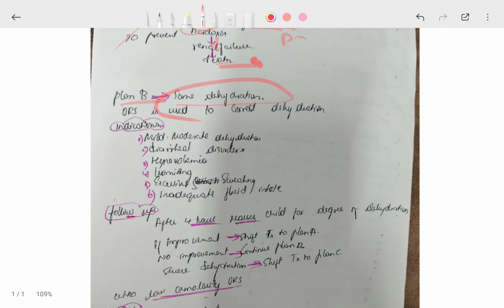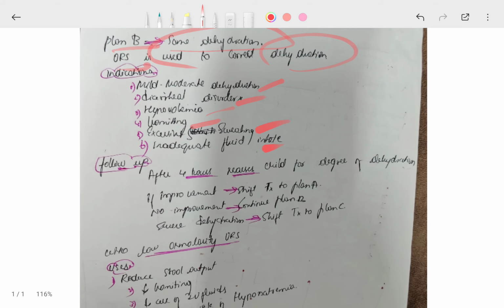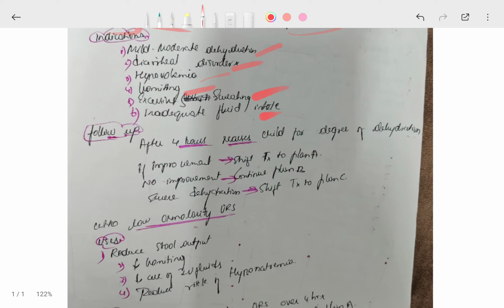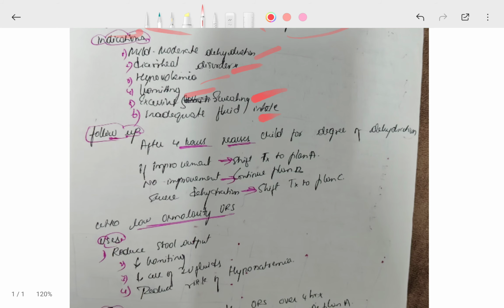In some dehydration, ORS is used to correct the dehydration. Indications for giving ORS are mild to moderate dehydration or diarrheal diseases, hypovolemia, vomiting, excessive sweating, or inadequate fluid intake. Wherever fluid is low in our body, we give this ORS directly. And in case of some dehydration, we give plan B directly instead of home prepared alternative fluids. After giving this ORS, after 4 hours you have to reassess the child for the degree of dehydration, whether it is no dehydration, some dehydration, or severe dehydration.